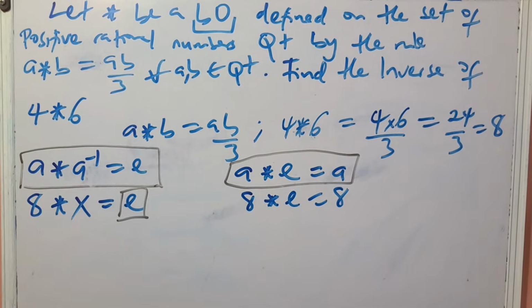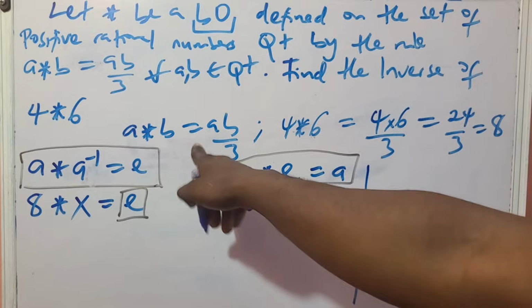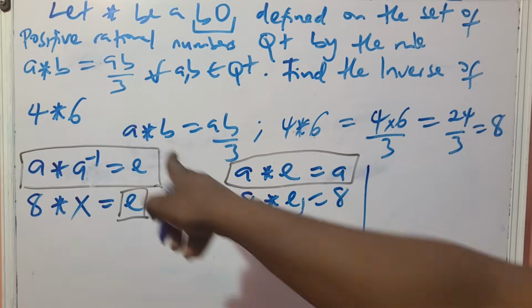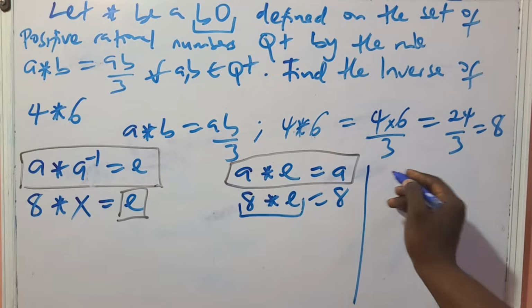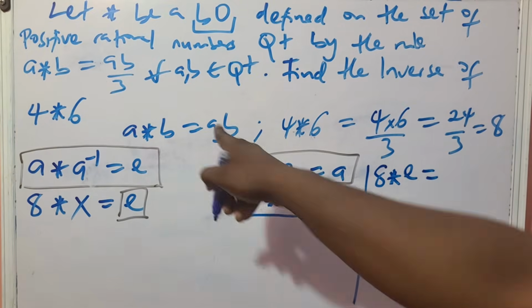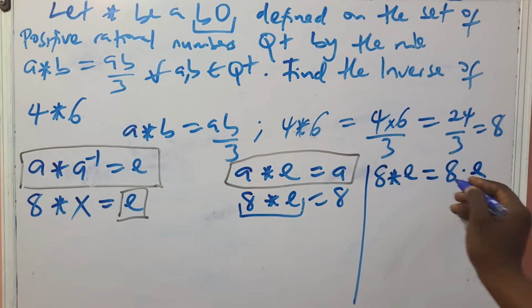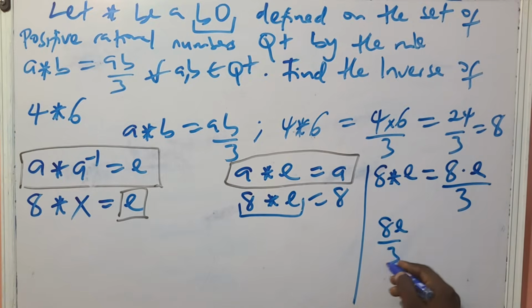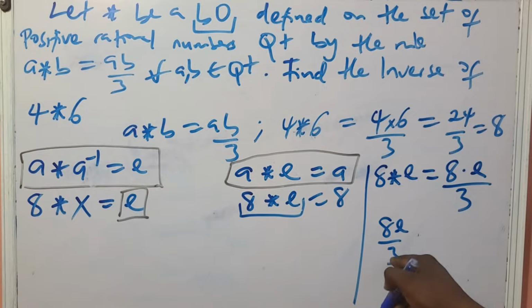So now that we have gotten 8 star E, we need to go and use our set of rules. That's this one to prosecute this thing here, because this is 8 star E, and we have been told that first star second is equals to first times second over 3. So in this case, when we have the first as 8 and the second as E, it will be the first times the second, E in this case, over 3. That will be 8E over 3. But don't forget, that's what 8 star E was equals to. This is what 8 star E is equals to, 8E over 3.